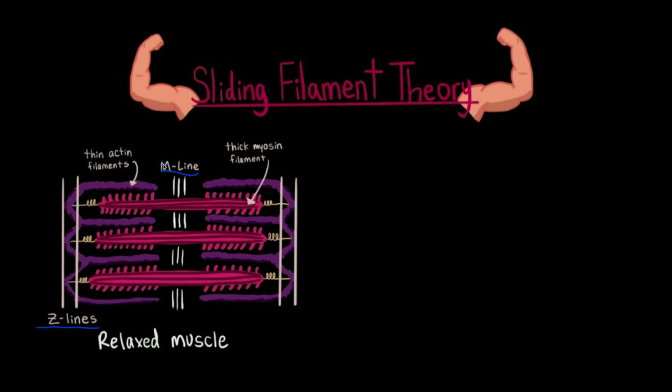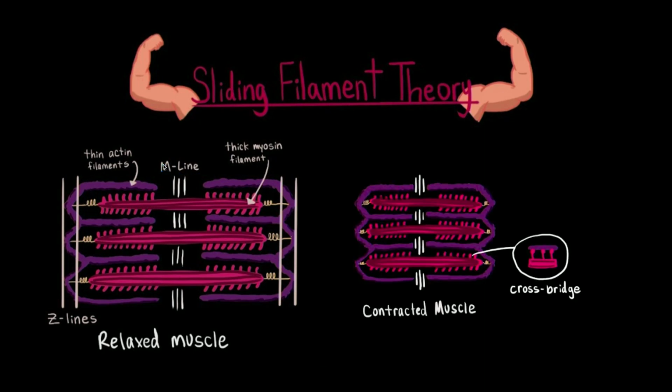Actin and myosin slide past each other, and the myosin attaches to the actin in order to form a cross bridge. Those cross bridges are what ultimately makes up a contraction. The myosin then pulls on the actin towards the M line, which shortens the sarcomere.